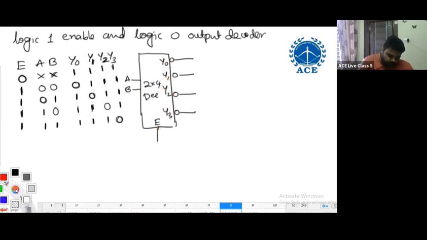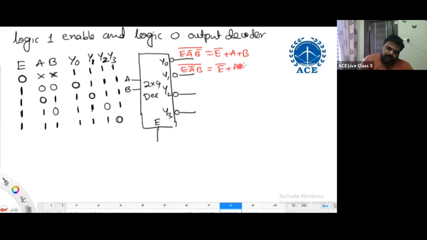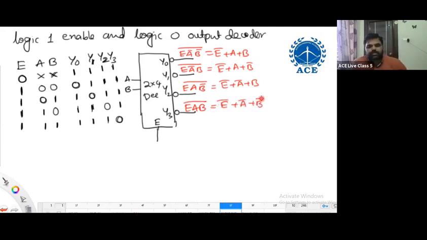Then what can be the output expressions? E A bar B bar whole bar is equal to E bar plus A plus B. E A bar B whole bar is equal to E bar plus A plus B bar. E A B bar whole bar is equal to E bar plus A bar plus B. E A B whole bar is equal to E bar plus A bar plus B bar. And you can do the implementations also.